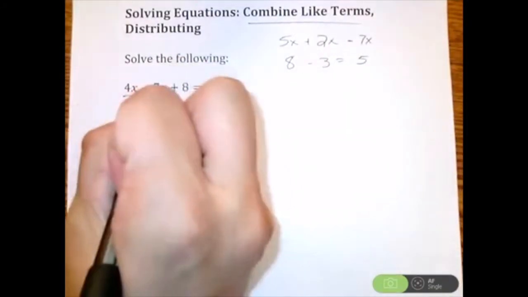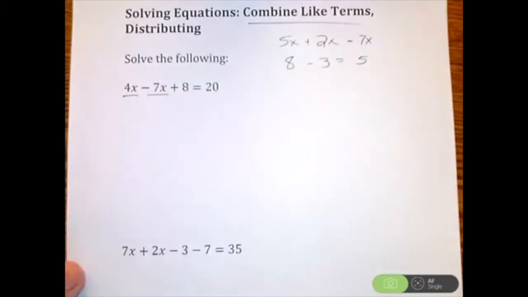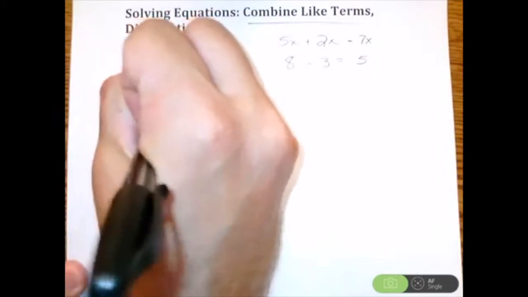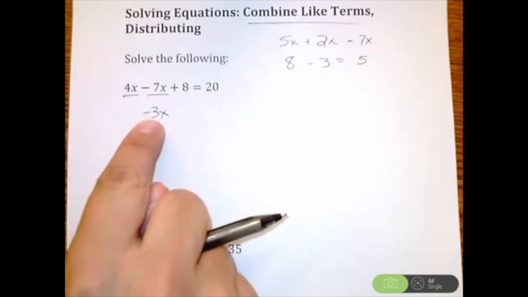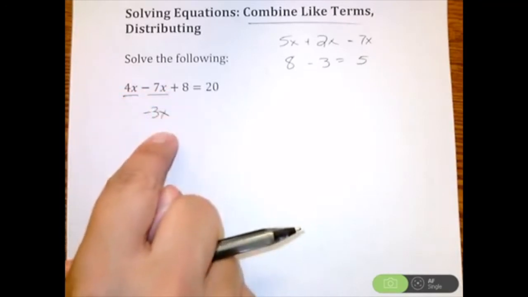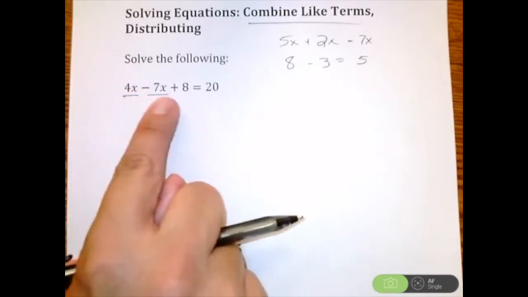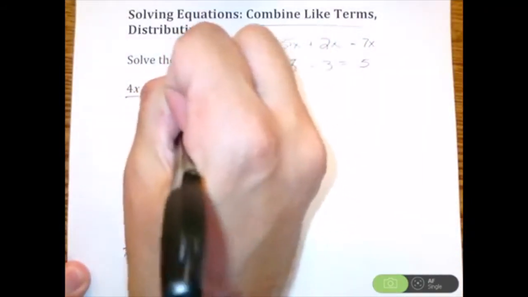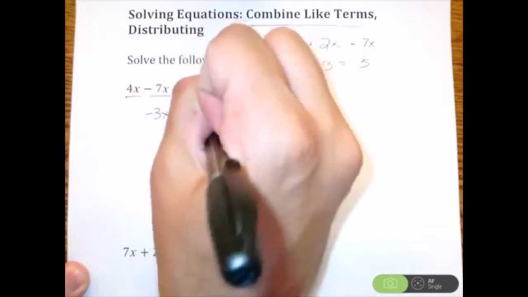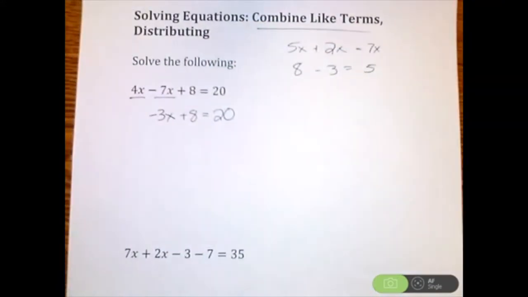Looking at this, I have 4x minus 7x, which is negative 3x. All I did is I took 4 minus 7, which is negative 3, still have the x hanging around. So I combine 4x minus 7x, I get negative 3x, still have that plus 8 hanging out because I haven't touched that, still have the equals 20. So just like that, by combining like terms, now I'm starting to look like an equation that I've solved before.